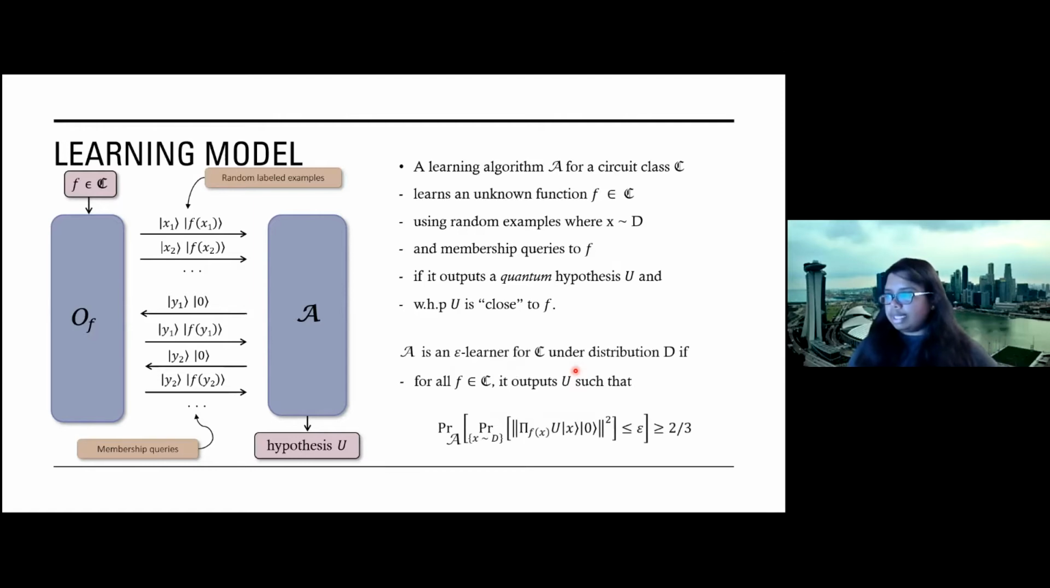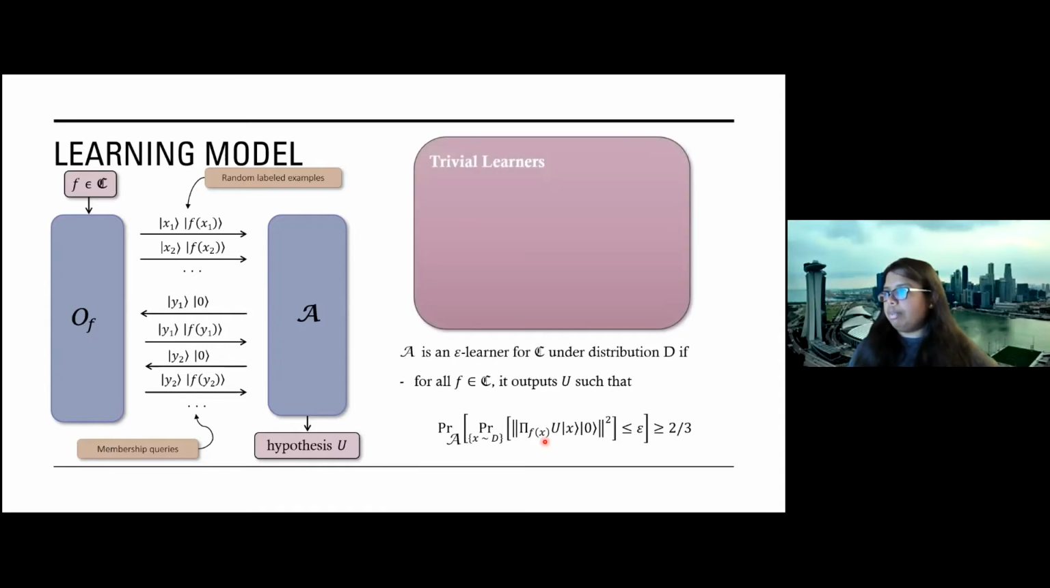Okay, so I say that a learner is an epsilon learner for this circuit class C under a specific distribution D if for every function in the circuit class, I can output some unitary hypothesis such that with high probability, the unitary is a good hypothesis. So this fits our PAC model, except that now we have a quantum hypothesis in the picture.